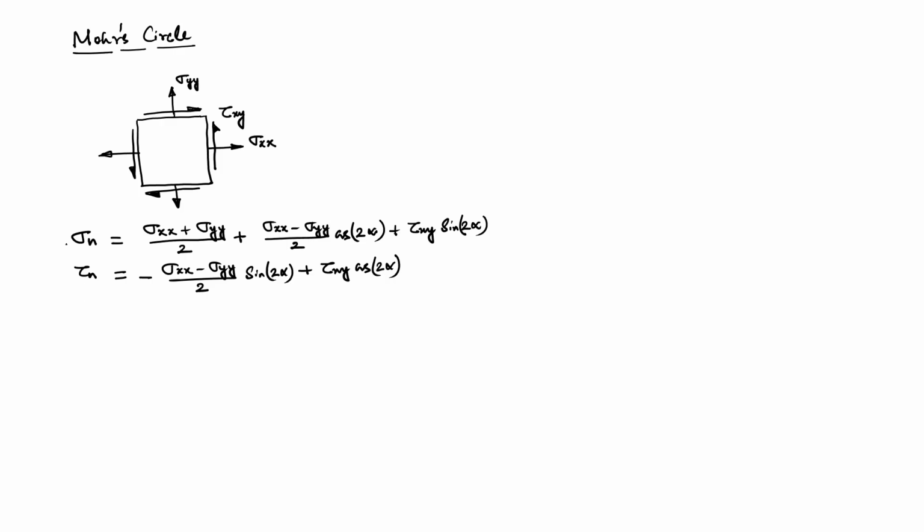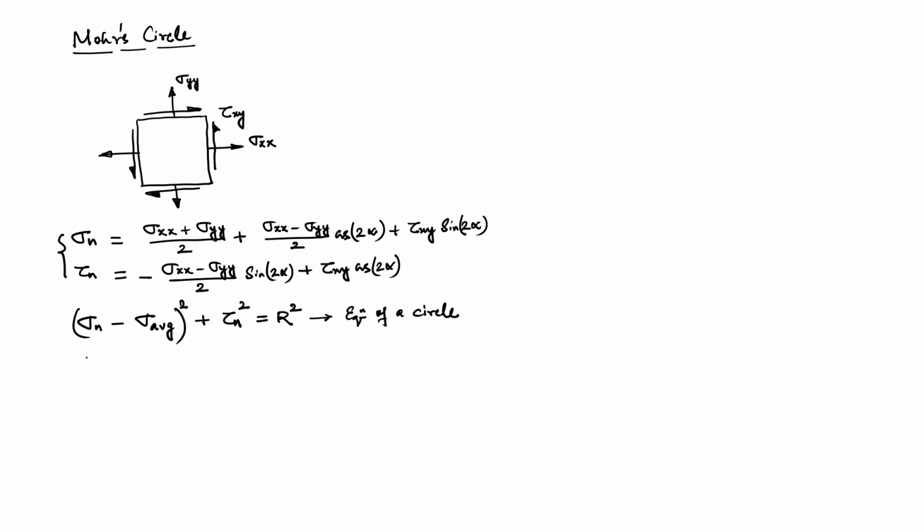And then we also combined these two and developed a single equation, that is the equation of a circle which we call Mohr circle, and the equation is (sigma n minus sigma average) whole square plus tau n square is equal to r square. So, this is the equation of a circle. This is the derivation that we discussed in our last class.